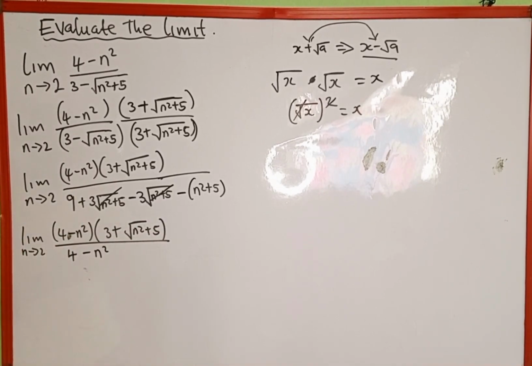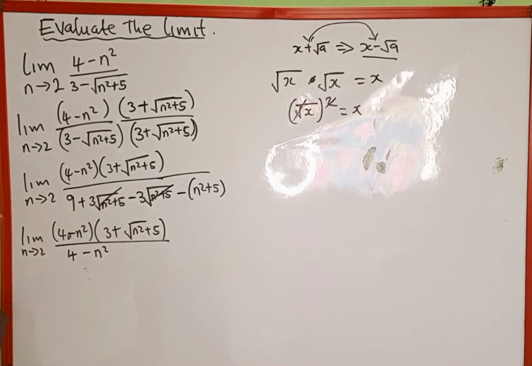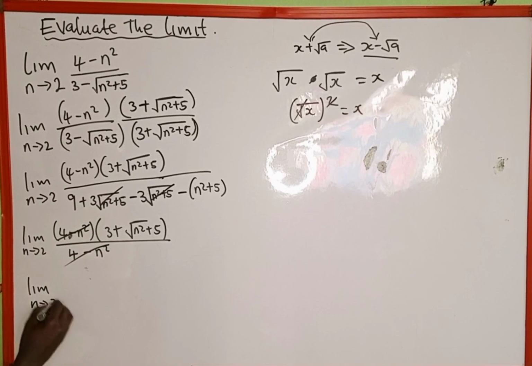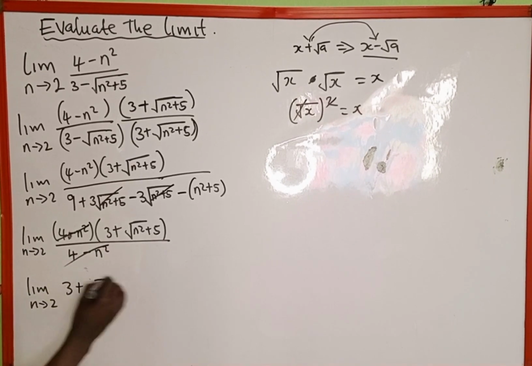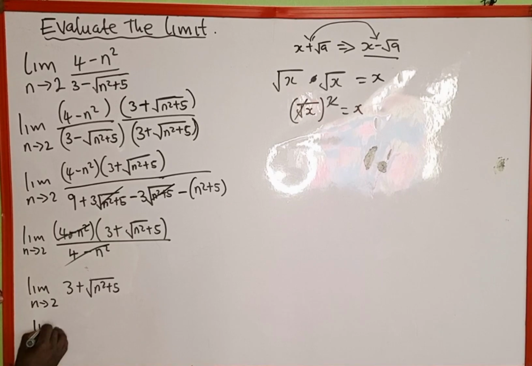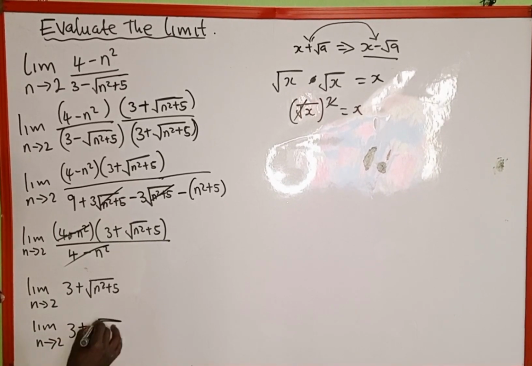So the next thing we're going to do, what do you see here? 4 minus n squared in the numerator, 4 minus n squared in the denominator. So this is going to divide, this is going to cancel. We are left with what? Limit as n approaches 2 of 3 plus square root of n squared plus 5. So the next thing is to just plug in n as 2, because n approaches 2. This is going to be the same as limit as n approaches 2 of 3 plus square root of, in place of n here, we plug in 2 squared, then plus 5.